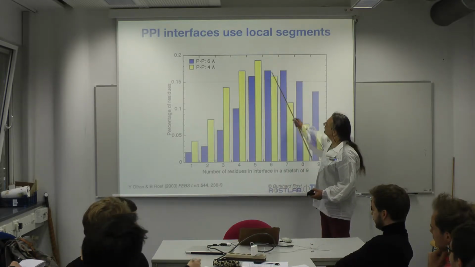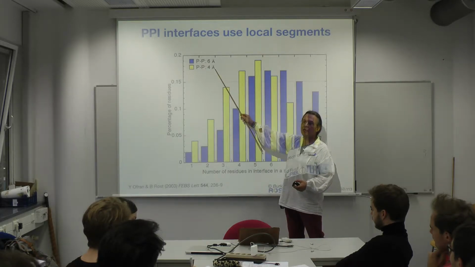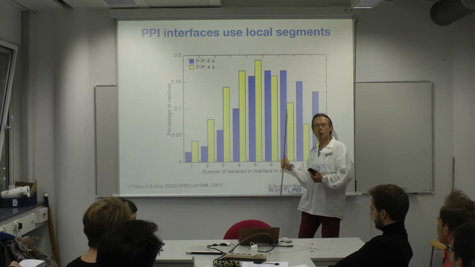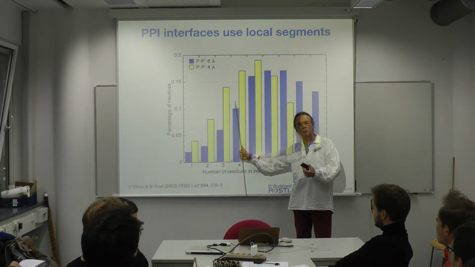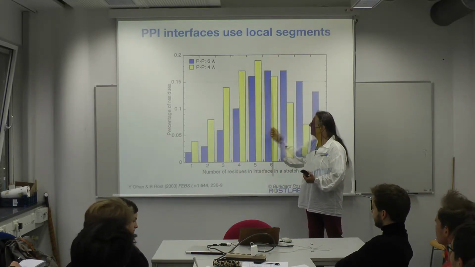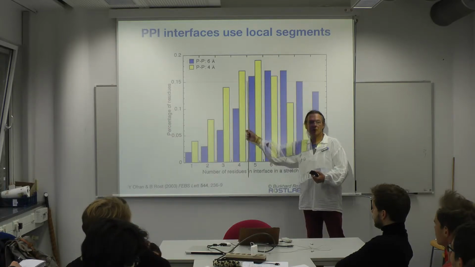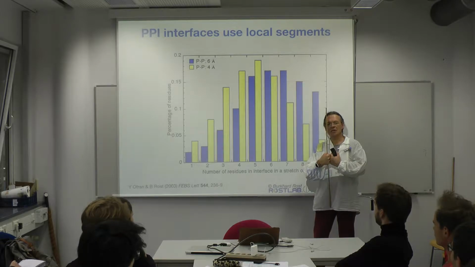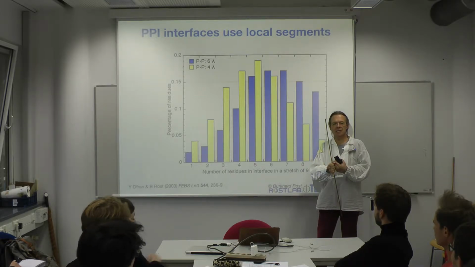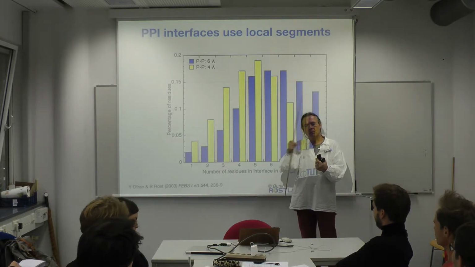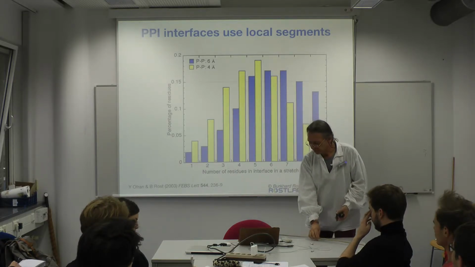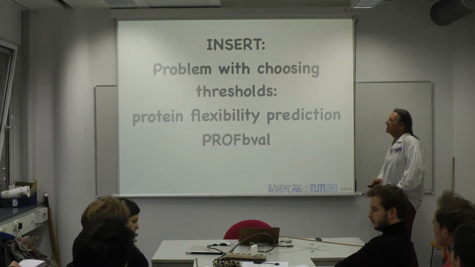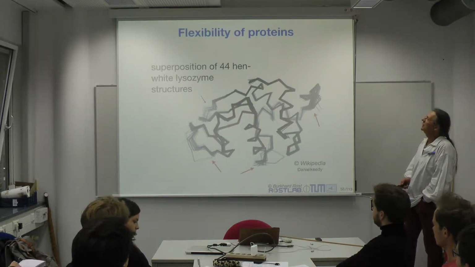You see that if I make the decision of what I call an interface at 4 angstrom, so they have to be closer, the whole distribution, the blue, moved by at least 1 or 2 residues. Meaning that if I require that they are closer to each other, I have fewer residues in the interface. That means they're a little more spiky in that sense. But the next issue is, how do I actually choose this 6 angstrom threshold?